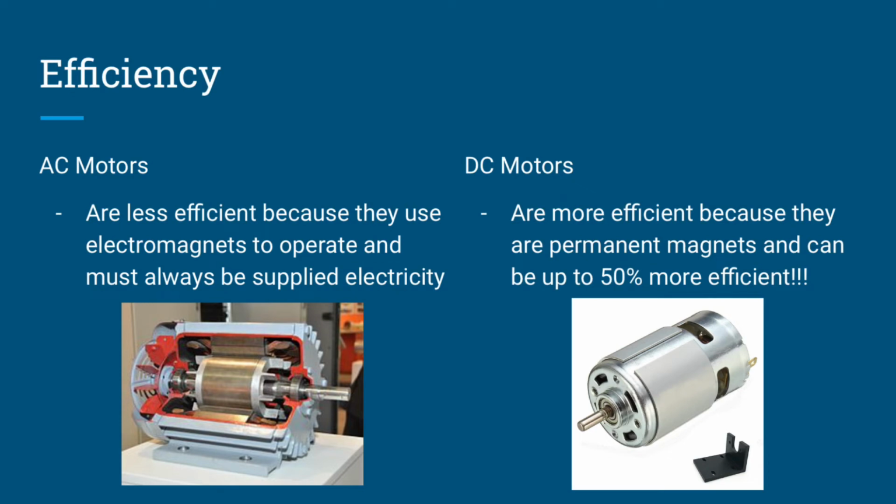AC motors are less efficient because AC motors use electromagnets to operate. Electromagnets must be supplied with electricity to be effective. DC motors are more efficient because DC motors use permanent magnets instead of electromagnets. Permanent magnets do not consume electricity. This efficiency difference between AC and DC motors can be as much as 50%.